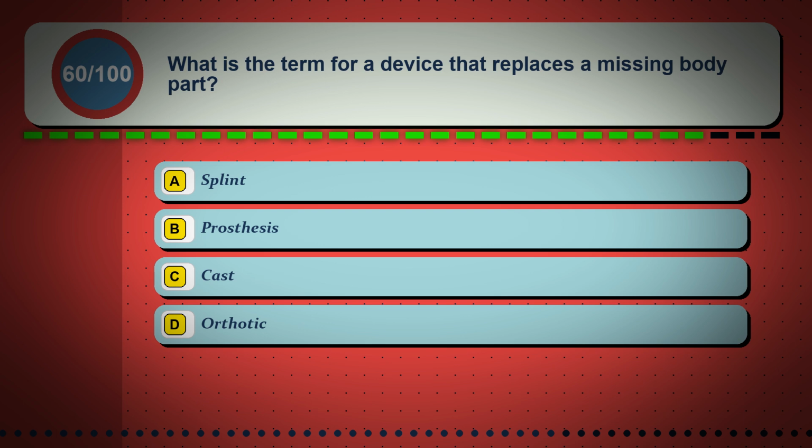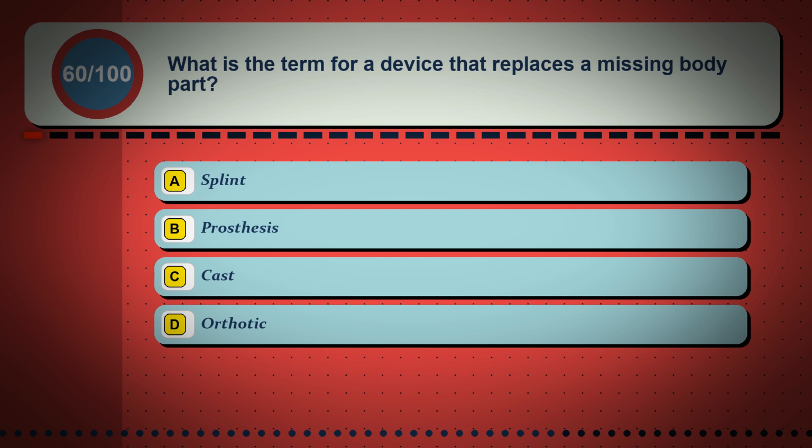Question 60. What is the term for a device that replaces a missing body part? Option A, a splint. Option B, prosthesis. Option C, cast. Option D, orthotic.